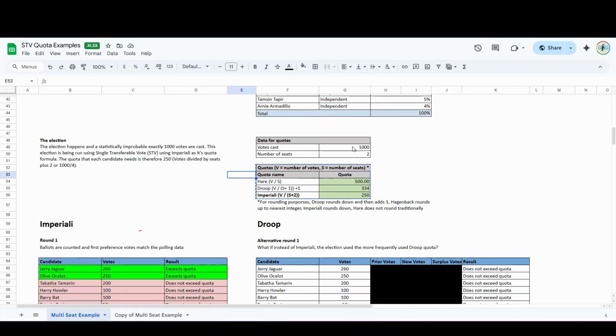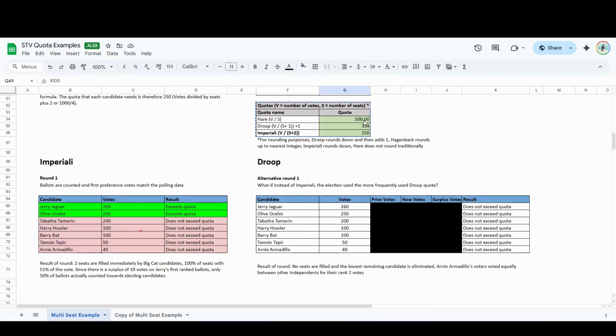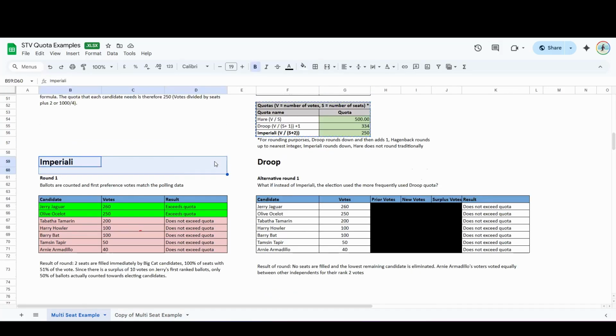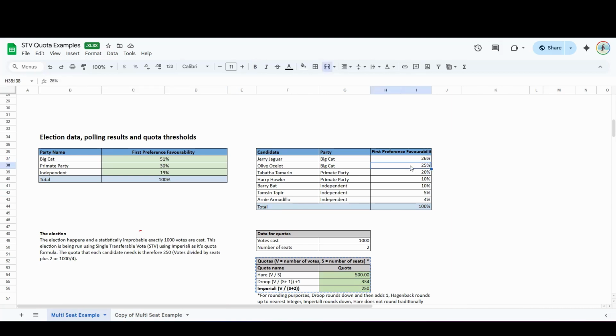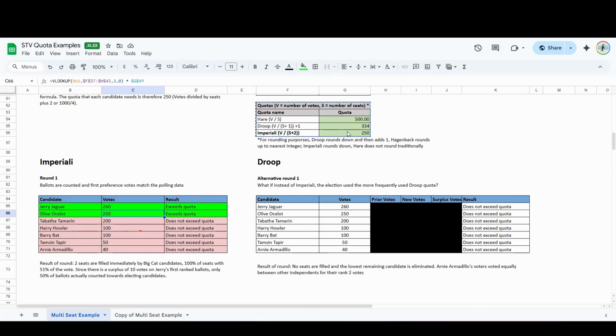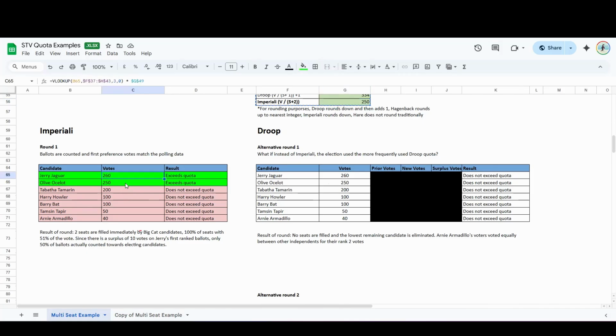So we've got our 2 seats, we've got our 1,000 voters, and we've got our quotas, which we went through a little bit earlier. So under Imperiali in round 1, because of the 26% favourability and 25% favourability, that translates into 260 votes for Jerry, 250 votes for Olive. That's the quota that they need. Job's done, election all done. Yay, Big Cat. However, 49% of voters are left completely unrepresented. Just over 50% of the votes actually counted in this election. The rest of them just didn't matter at all.